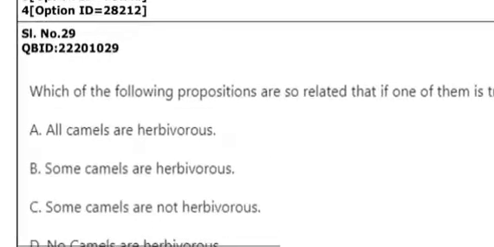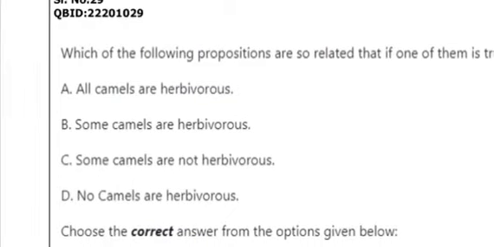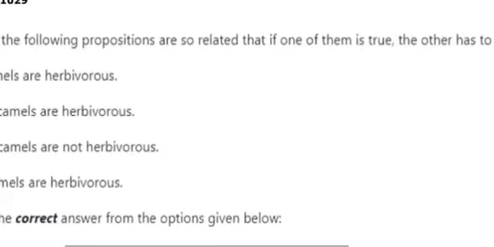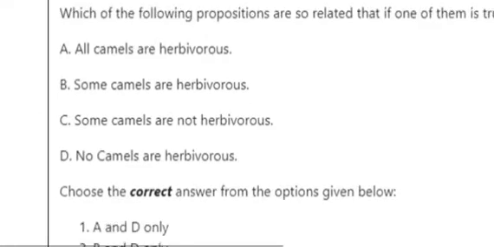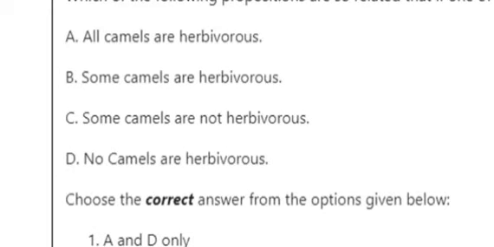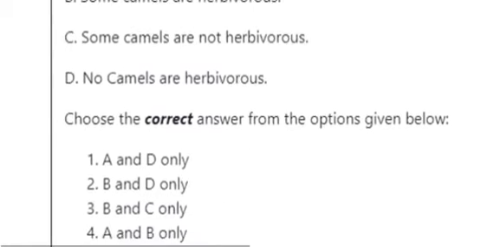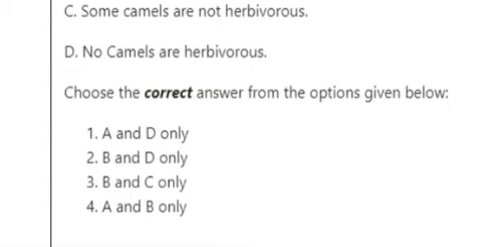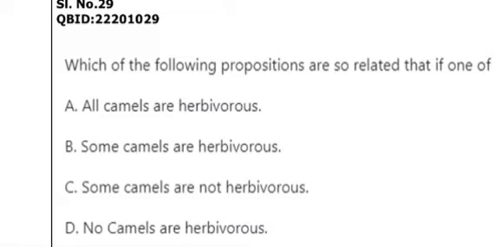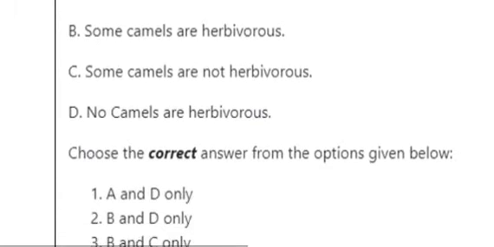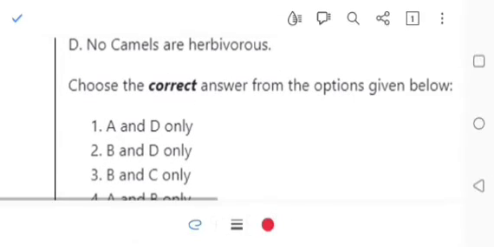Okay, next, which of the following propositions are so related that if one of them is true, the other has to be false, and vice versa? All camels are herbivorous, some camels are herbivorous, some camels are not herbivorous, no camels are herbivorous. Choose the correct answer from the options given below: A and D, B and D, B and C, A and B. Number 29 correct option of this question will be number B, that means B and D only.